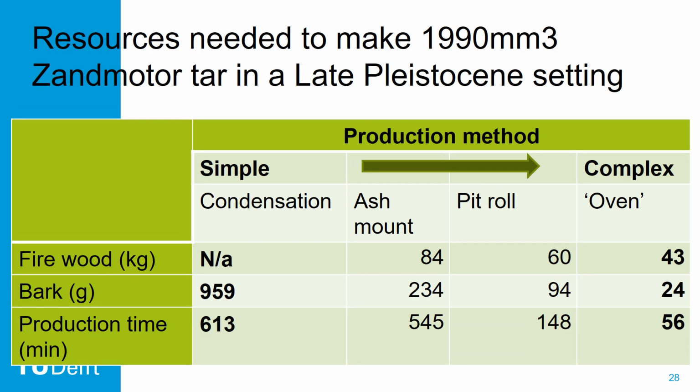Also, the oven method turned out to be much more cost effective in terms of firewood, bark, and time. Again, don't worry too much, but what we did here is we wanted to calculate how many resources you need to make as much tar as was used to haft the zandmotor find. And that's this amount. To do that, the oven method is much more efficient.